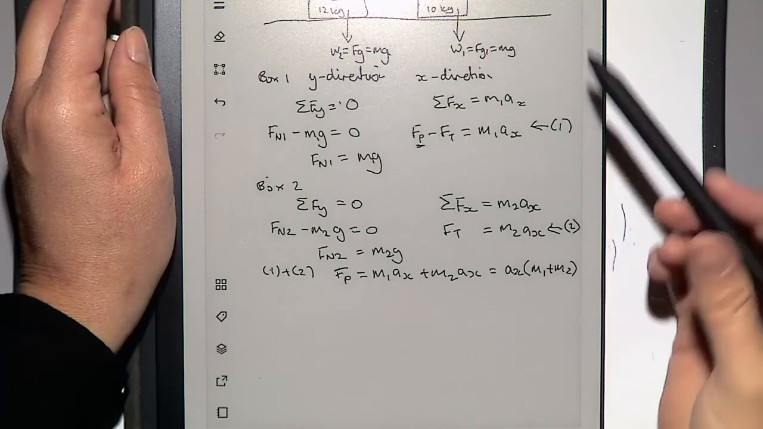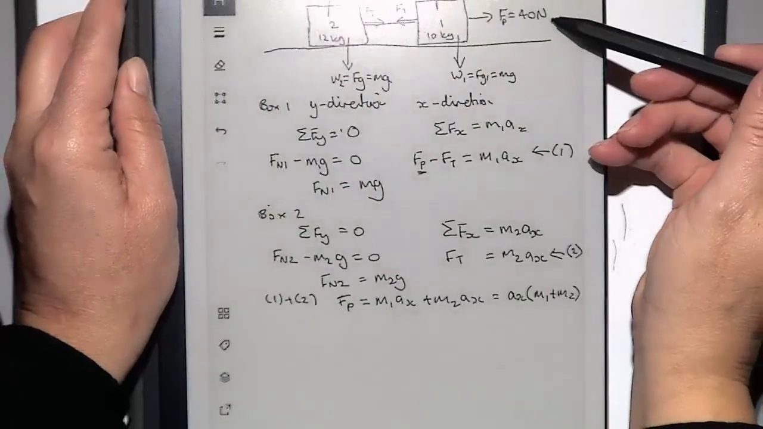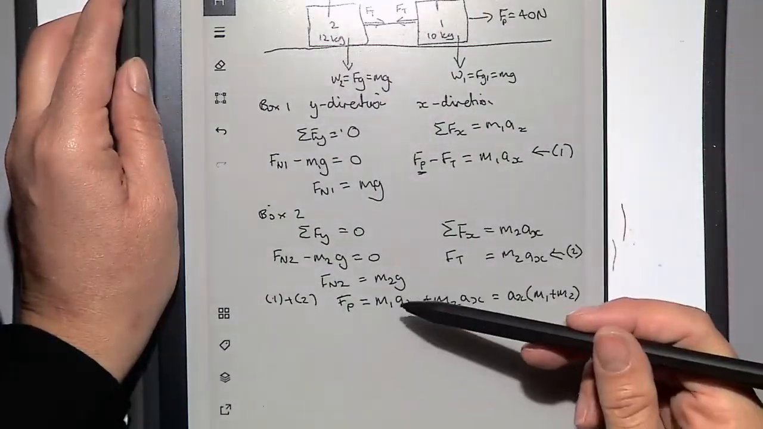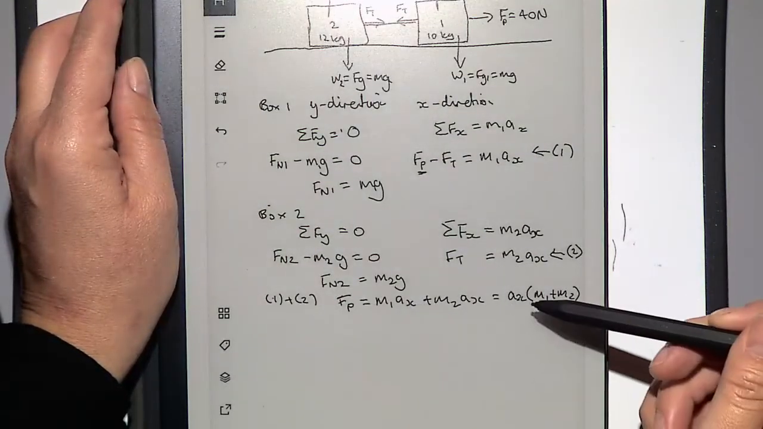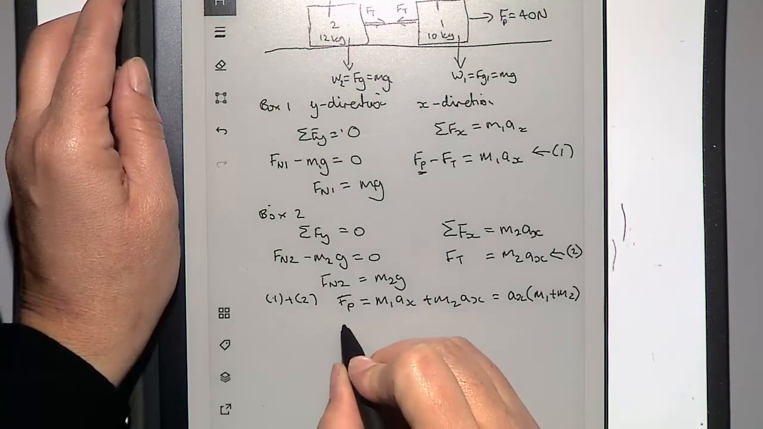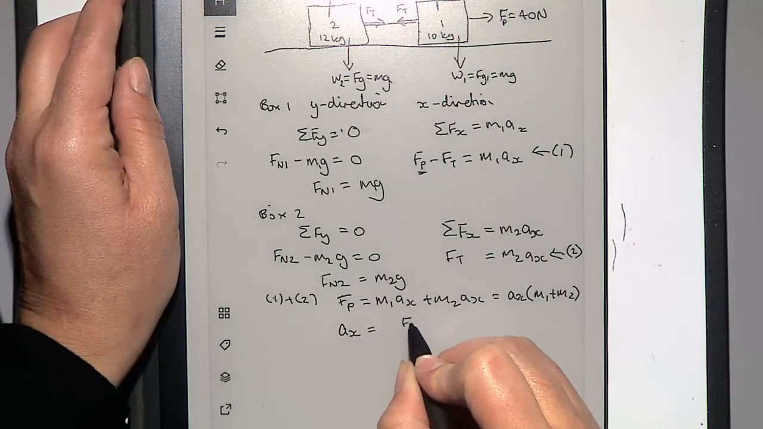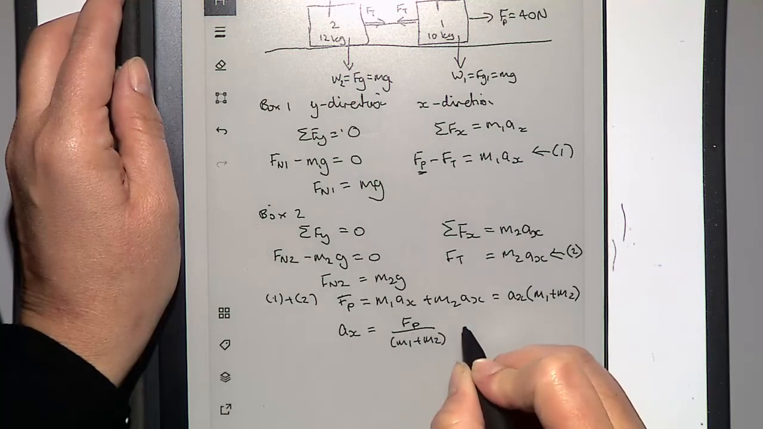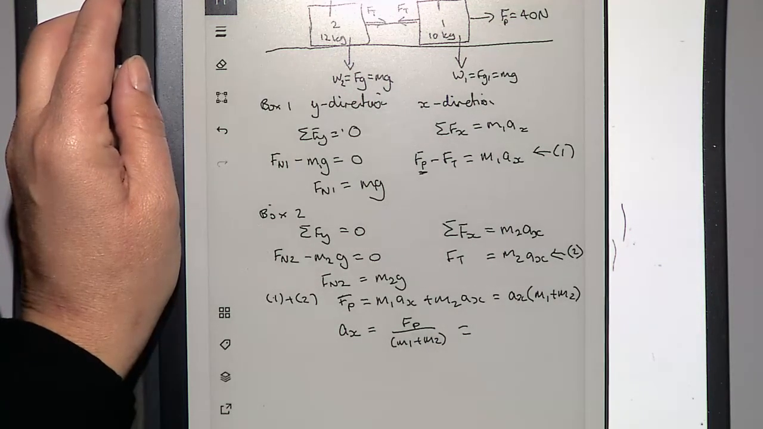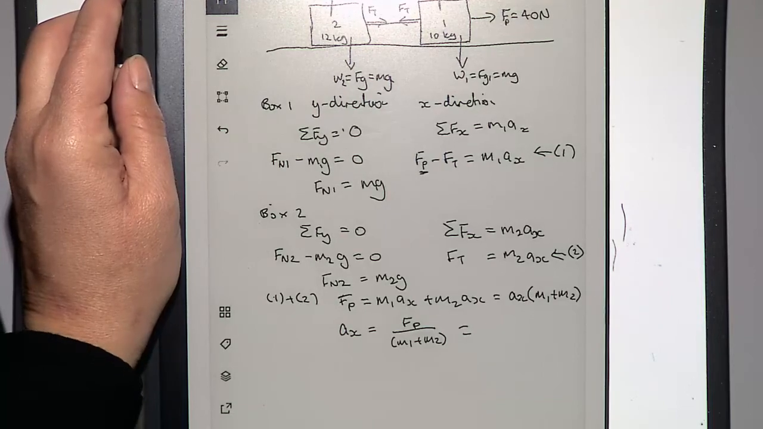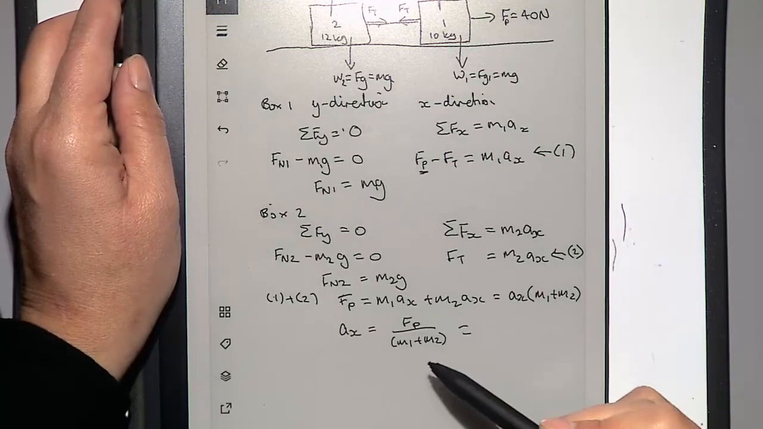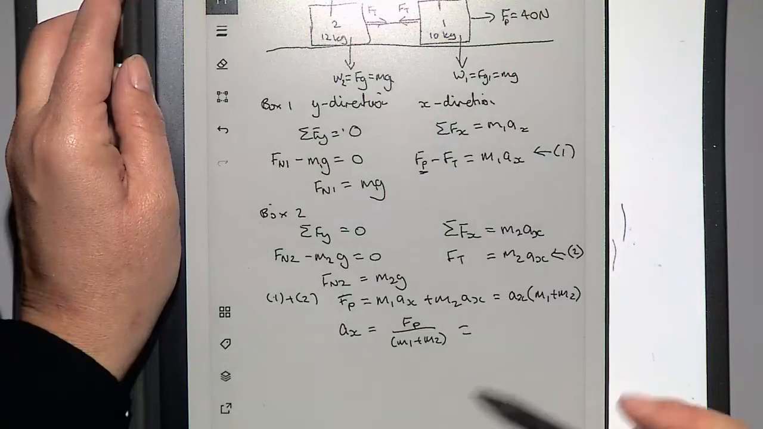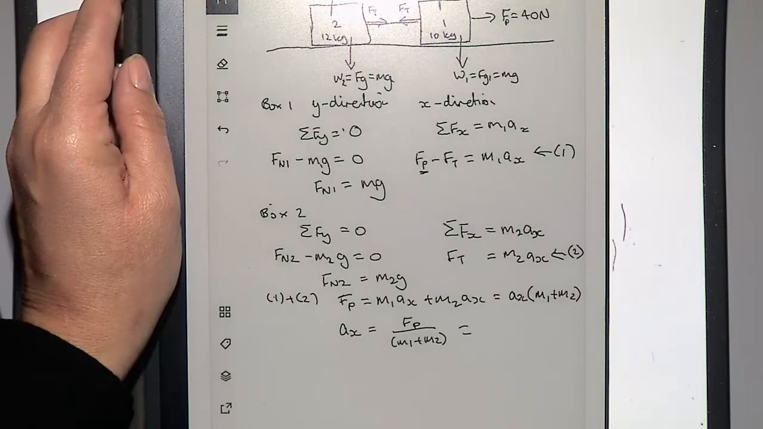Remember, we already know what the pulling force is. It was given in the question. We know mass 1 and mass 2. So now we have an expression for acceleration, which is going to be Fp divided by the sum of the masses, and we can solve. Once you do that, you get 40 newtons over 10 plus 12, so it should be just under 2 meters per second squared for acceleration.